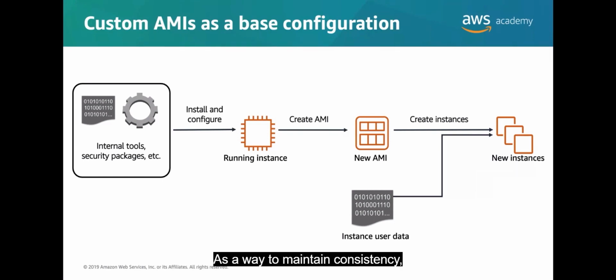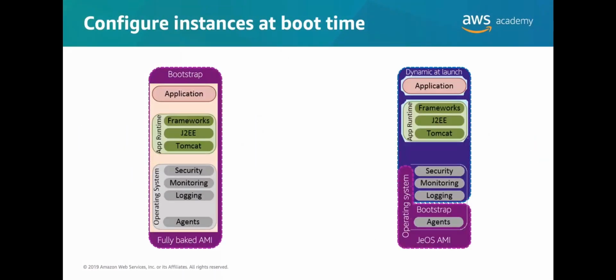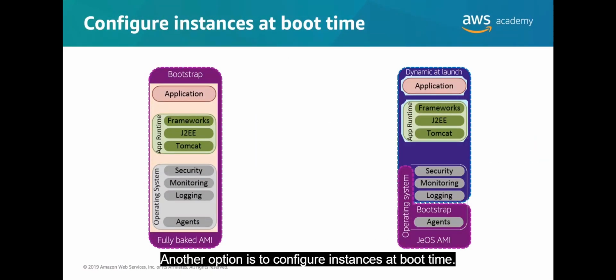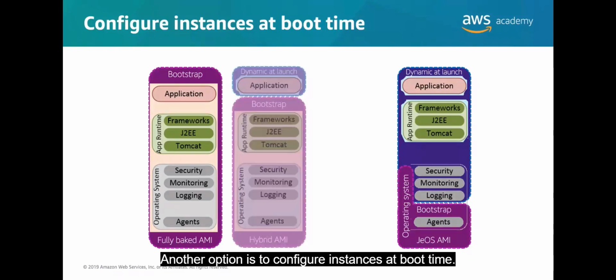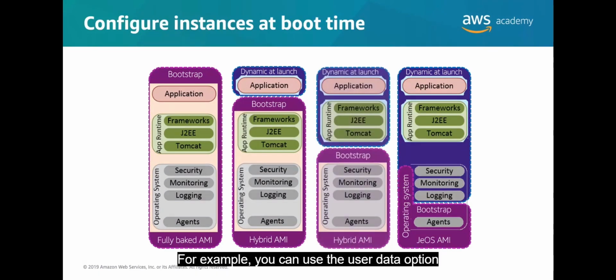The new custom AMI now becomes the AMI that will be used to create all new instances in the organization. As a way to maintain consistency, you can create a process that scans the running EC2 instances. The process enforces a policy that all new instances are launched only from the new base AMI. It will terminate any instances that are not using the standard AMIs. Another option is to configure instances at boot time. For example, you can use the user data option to run a script when you launch an EC2 instance.